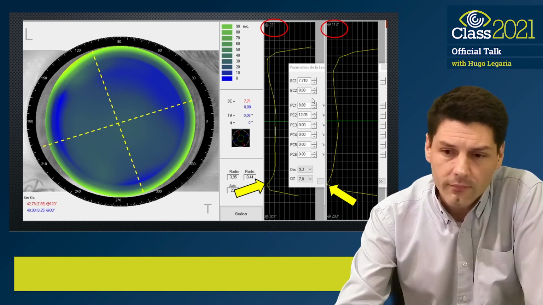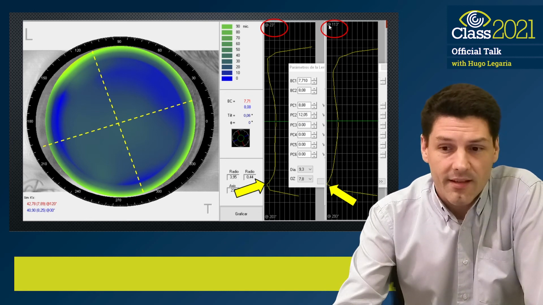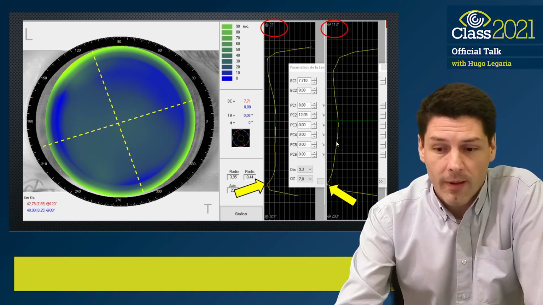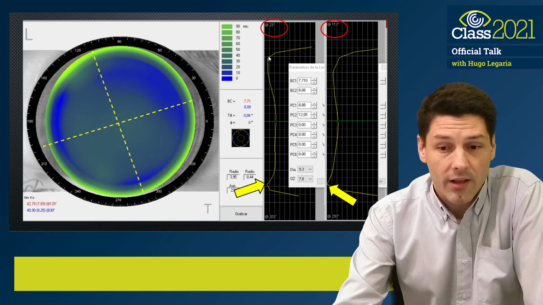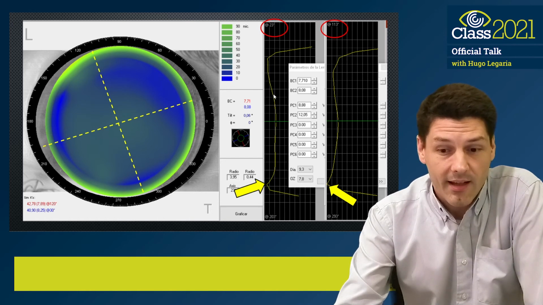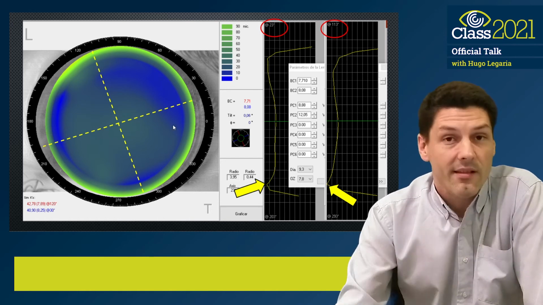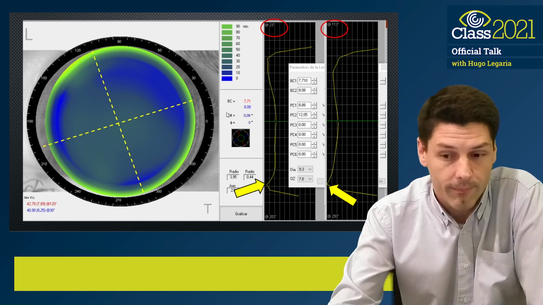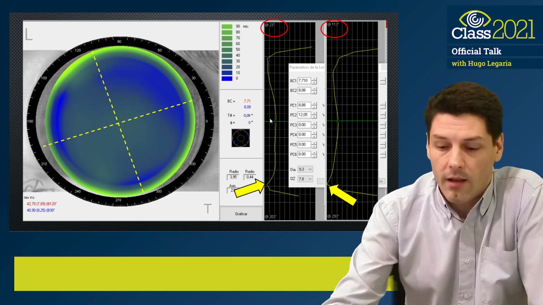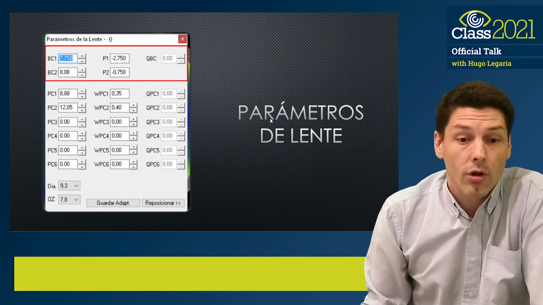We see at 23 and 113 degrees that the tear profiles are quite similar. They present a good landing and a good edge lift, and a central clearance of about 27 microns on average. Yes? It is a simulation through the software.